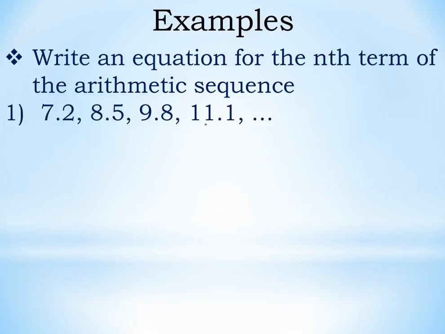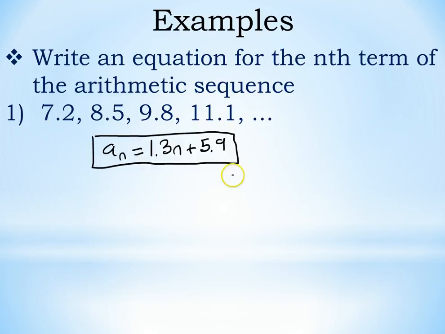Alright, so you should go ahead and try this one out on your own. Yes, there are decimals, but the process is still the exact same. Identify your first term, identify your common difference, write your equation. So again, pause the video while you work that one out. Alright, so your equation should be a_n equals 1.3n plus 5.9. We're increasing by 1.3, that's why our d value is positive 1.3, and then when we combine like terms, that's what we're getting.